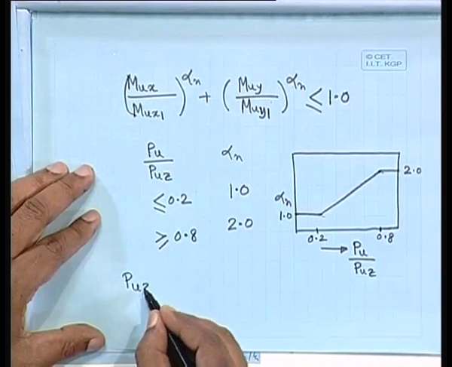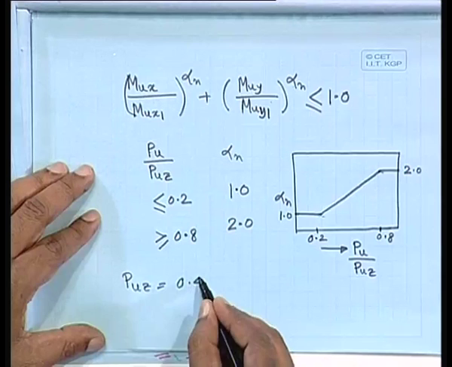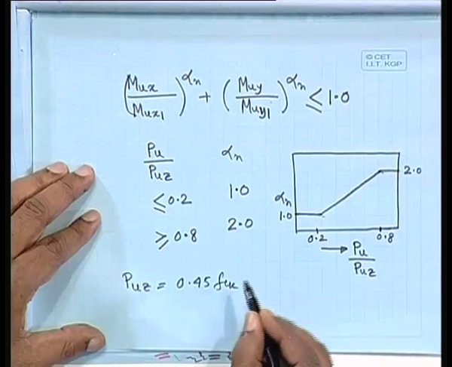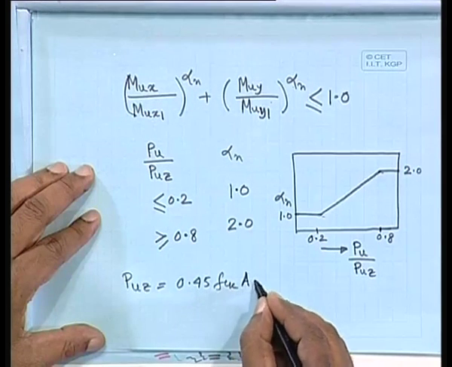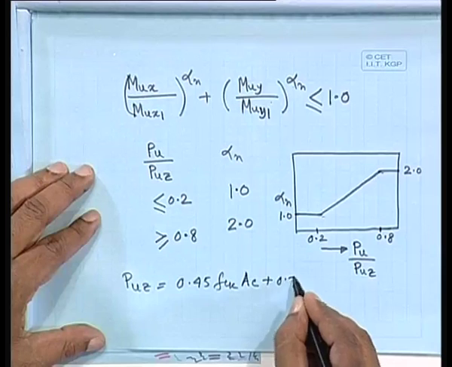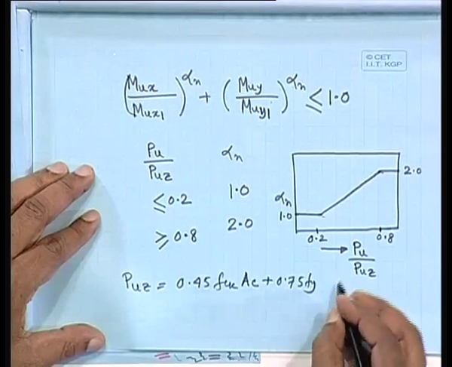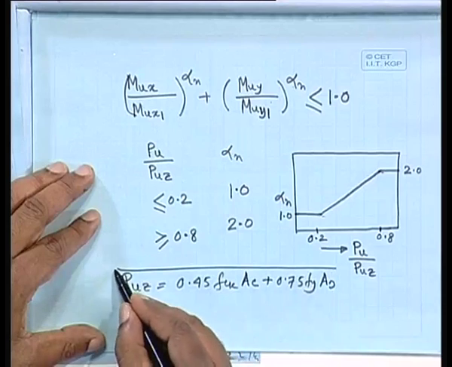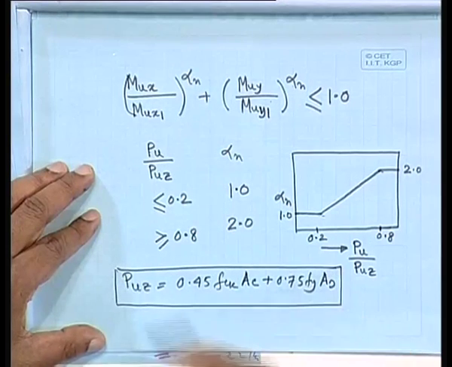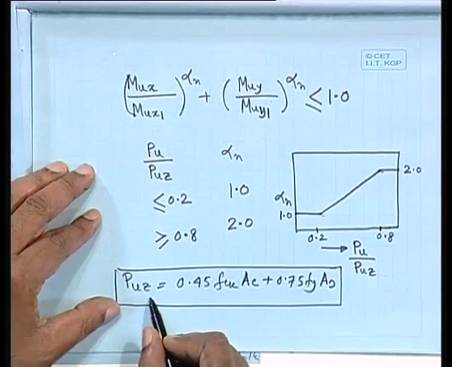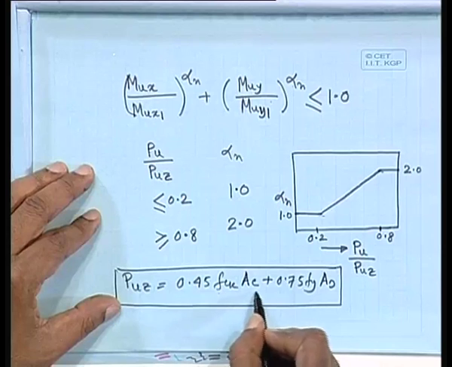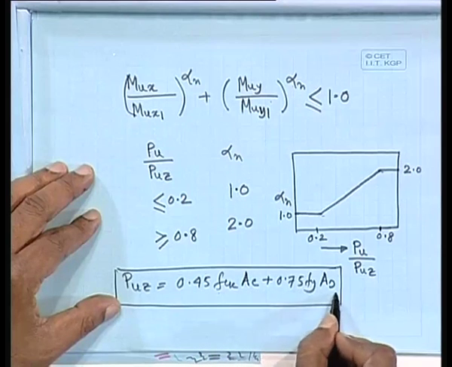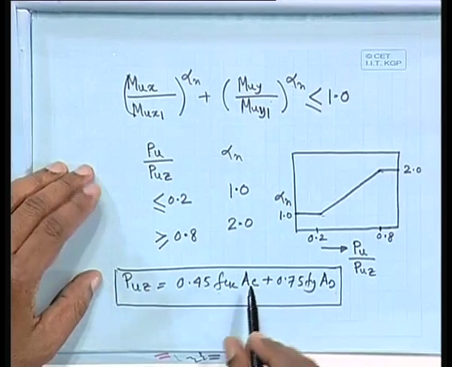But what about your Puz? Puz equals 0.45 fck Ac plus 0.75 fy As. This is your Puz. So, Puz also I know: Puz equals 0.45 fck Ac plus 0.75 fy As. This is the one. So, I know everything.